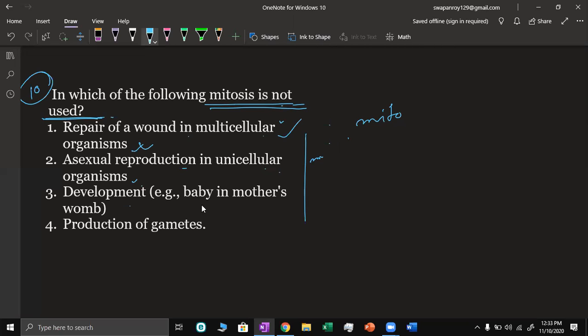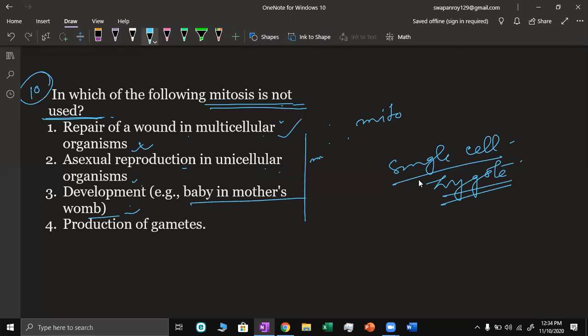Development, that is, a baby in the mother's womb. Our life starts from a single cell, that cell is called the zygote. From this single cell, the multicellular organism grows, and this is due to mitosis. So growth and development are also by mitosis.